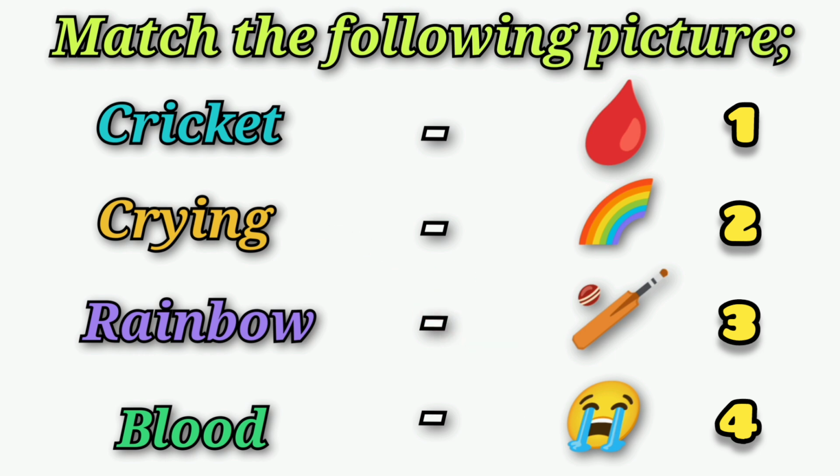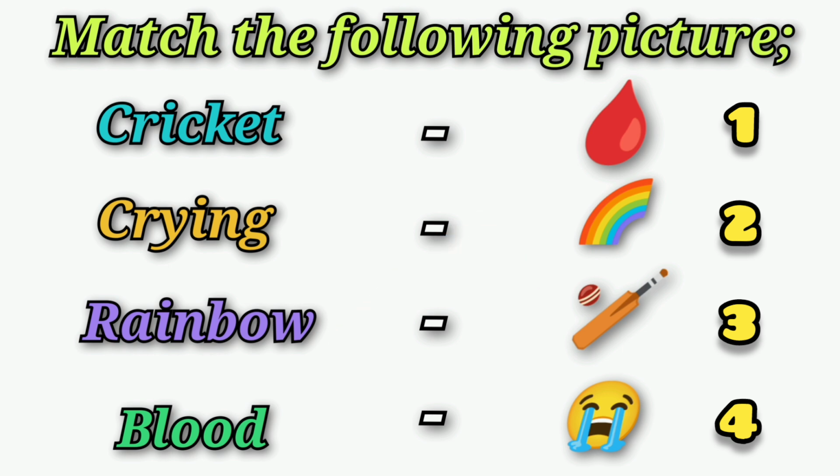Then rainbow is the third name. For the correct picture, the first is blood, so it is a wrong answer. The second is a rainbow, so the first, third and fourth are wrong answers. The second is a rainbow, the correct answer. So for the third name, the correct picture is the second picture. Rainbow is the correct answer.